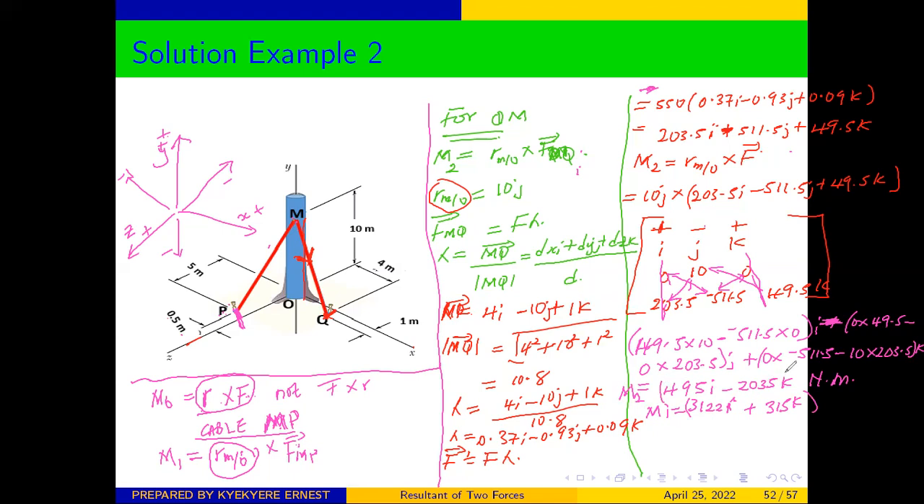So it means that here we have two moments. If you want to get the resultant, we just put them together. So our resultant moment is going to be M1 plus M2. From here, we just add all the I components and we add all the K components. So you put this and that together for I, and this and that together for K. So you are going to get 3617I minus 1720K. And then we have gotten our resultant moment at M.